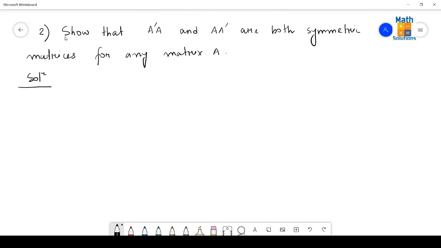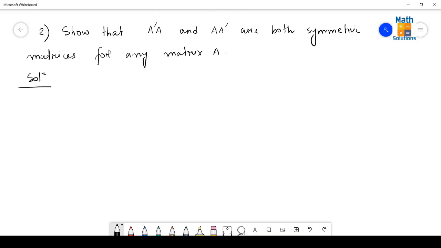This is another additional important question. Question number 2 says that show that A dash A and A A dash are both symmetric matrices for any matrix capital A. Now in this case, I am going to consider A dash A as a matrix capital X and A A dash as another matrix capital Y.